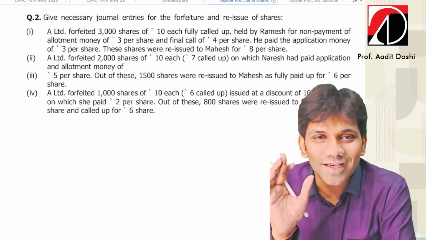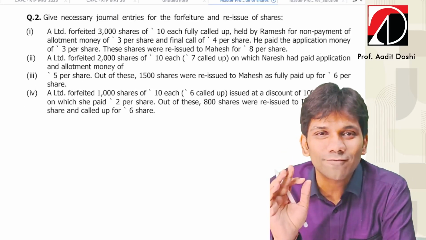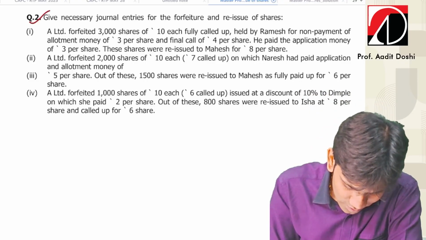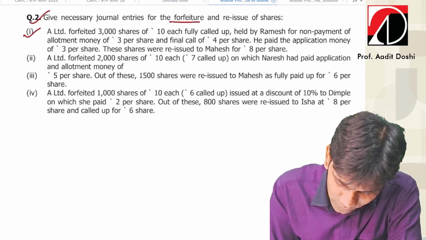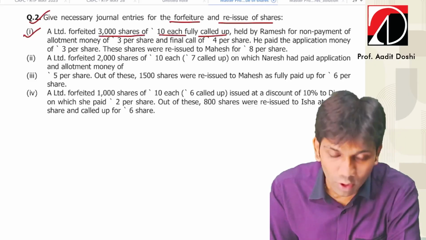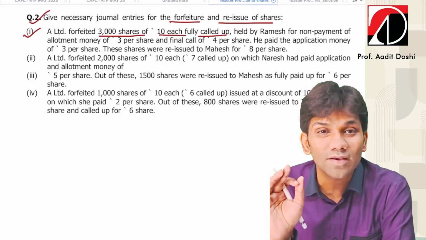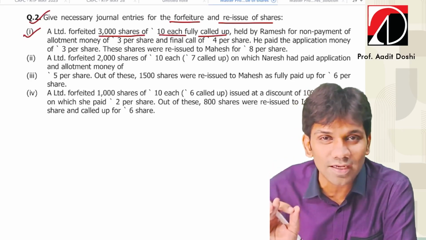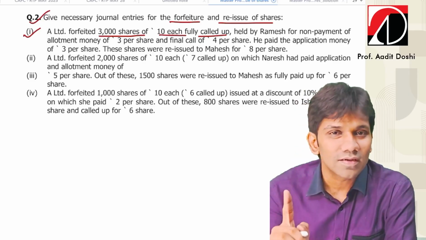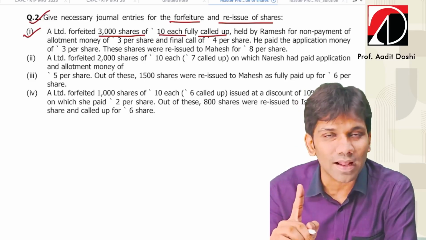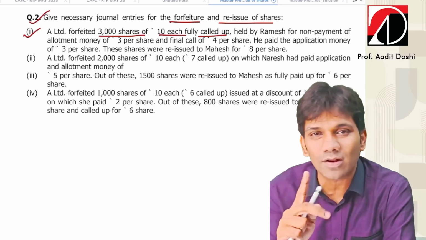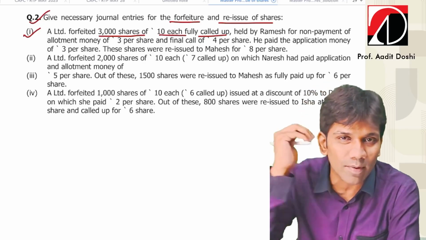Let's start with the second concept, that is exclusive forfeiture and reissue of shares. The revision continues. Give necessary entries for forfeiture and reissue of shares. A Limited forfeited 3,000 shares of 10 each fully called up. So now guys, listen to one thing very carefully. In case of forfeiture and reissue, I am talking about forfeiture first. In case of forfeiture, share capital will be debited or credited with face value or called up amount, whichever is less.